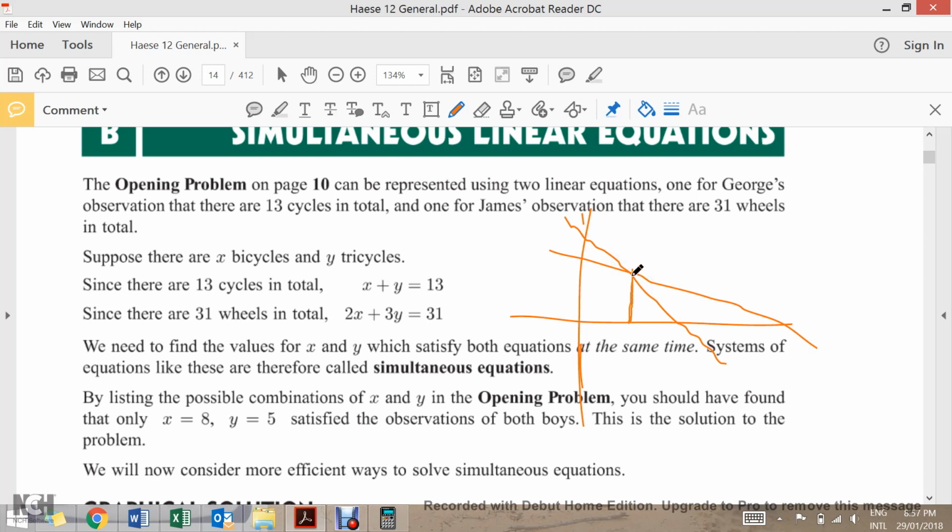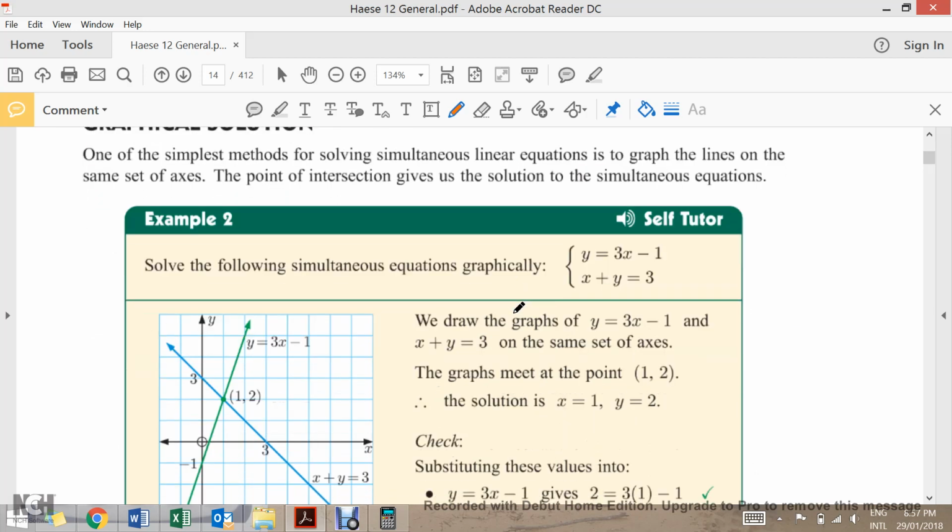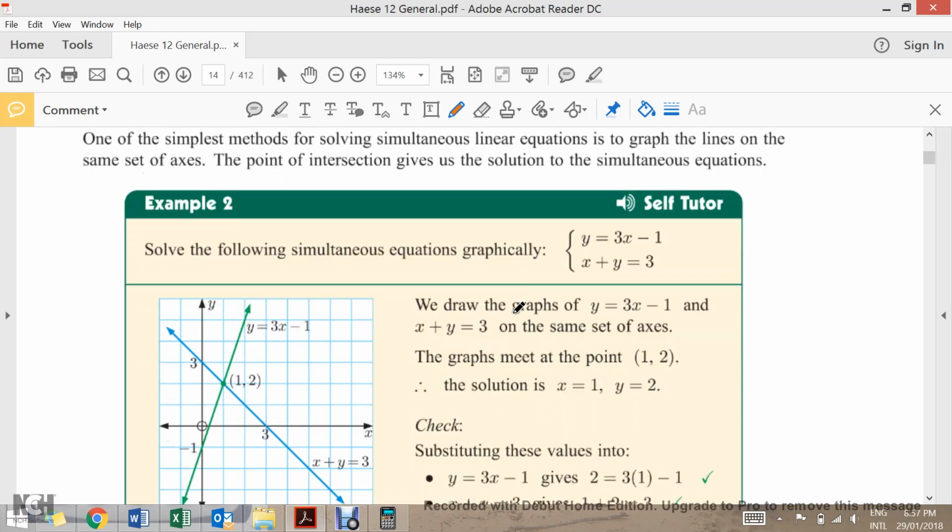Notice that they cross at one point. At that one point, both the x and the y value are the same for both lines, or for both equations. And that is the coordinate point we want, because that's the x and the y value that satisfies both equations. Both lines cross at that one point, and both are satisfied there. So we can do this graphically.